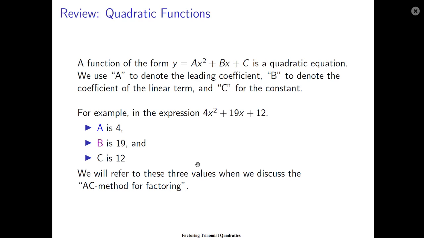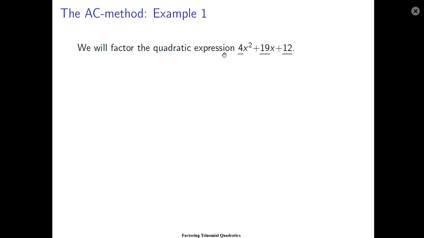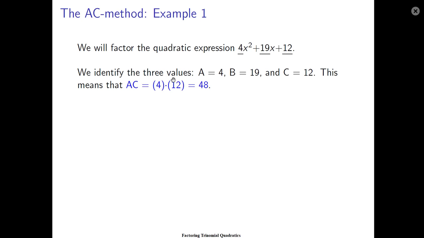Today we're going to practice using the AC method for factoring. While there are many different approaches to factoring, this is one that works well for students. We will begin with our first example, and we will factor the expression we were just looking at, 4x squared plus 19x plus 12. The first step is that we identify our coefficients a, b, and c: 4 for a, 19 for b, and 12 for c.